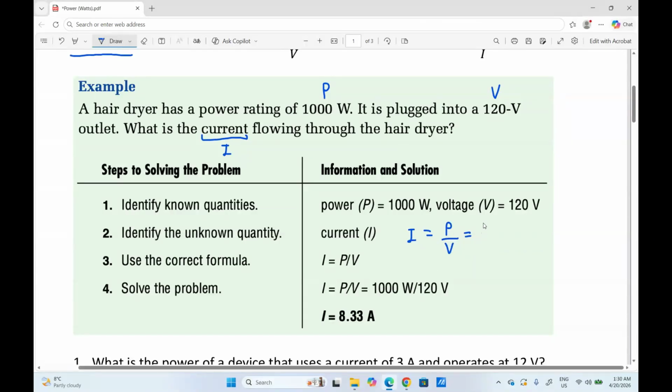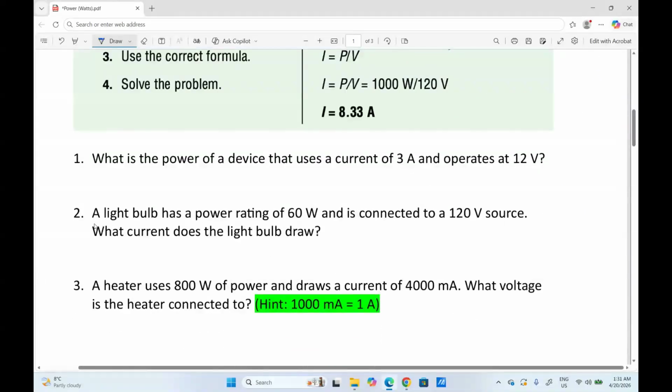So since my power is 1000 watts, I divide it by my voltage, which is 120 volts. Upon doing so, I'm going to get an answer of 8.3 repeating amps, just like how the calculation did it here. However, they just rounded. So now let's go over some examples that aren't done for us.